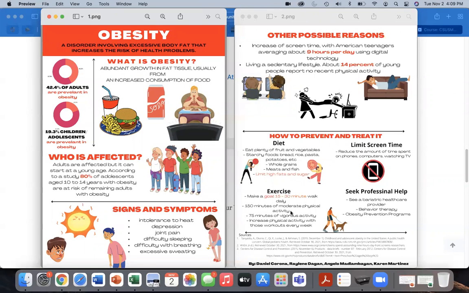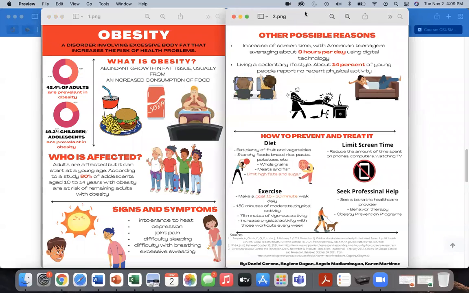Hi guys, I thought this would be a little bit more helpful than just typing out my comments. So I'm looking at your graphic. It looks really great. Just a few technicalities that I would want you to take a look at and fix.